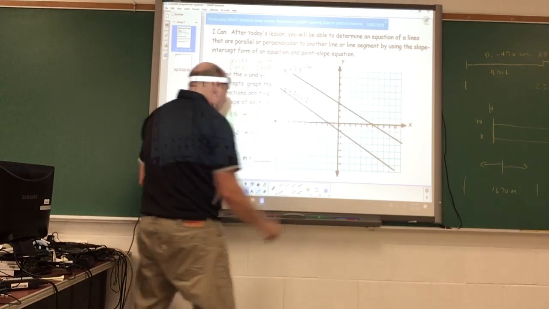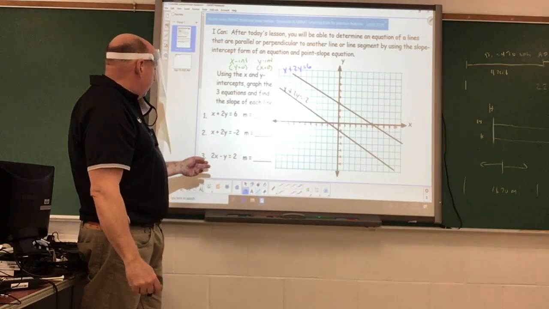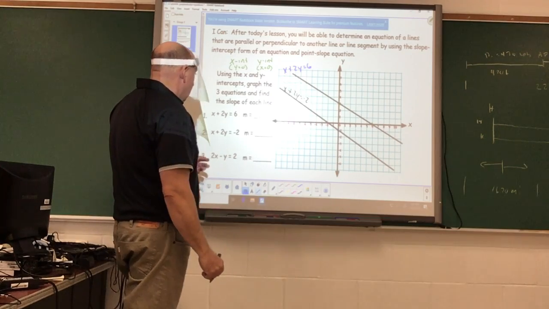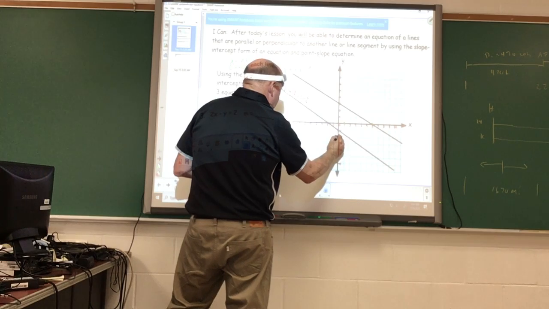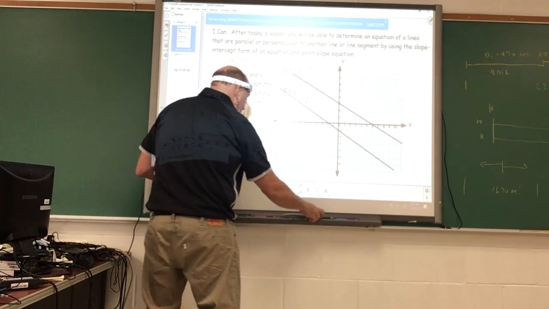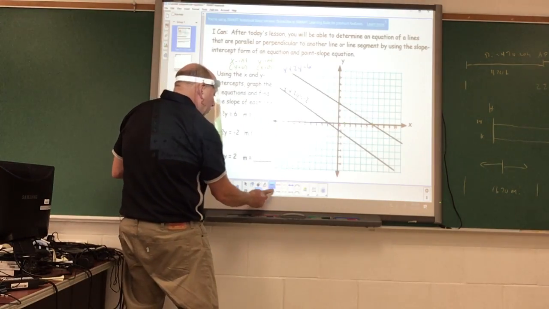Third one, x and y intercept for the third one. Abby, what do you have? The x-intercept is 1 and the y-intercept is negative 2. So if I look at my graph.